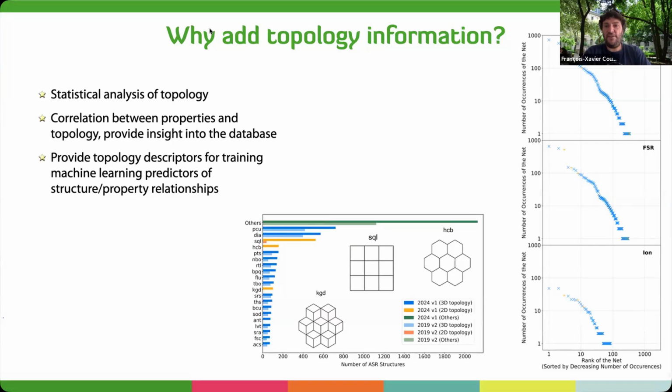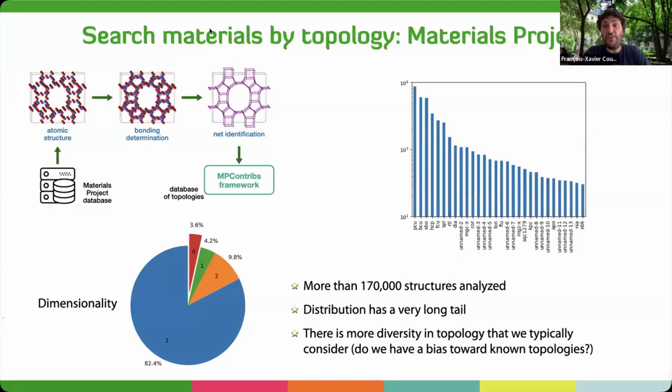So the fact that we can take databases that exist, so the core MOF, but also the Materials Project, and we upload on the databases the associated topology information, means that first we can get information about what is the most common topology, how they perform, how they are linked, so you can do statistical analysis. But even more interesting, because these databases are available through web portals, you can start to filter searches of materials by properties or by topology.